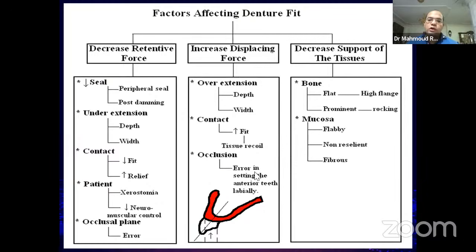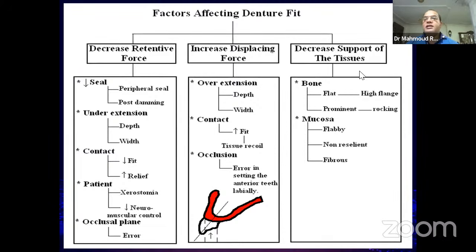Occlusion: error in setting the anterior teeth labially. If we set the anterior teeth too far labially, we are increasing the displacing force. We try to set the anterior teeth as vertically as possible to decrease the horizontal displacing forces, as we see here, that may displace the denture, especially the upper one.